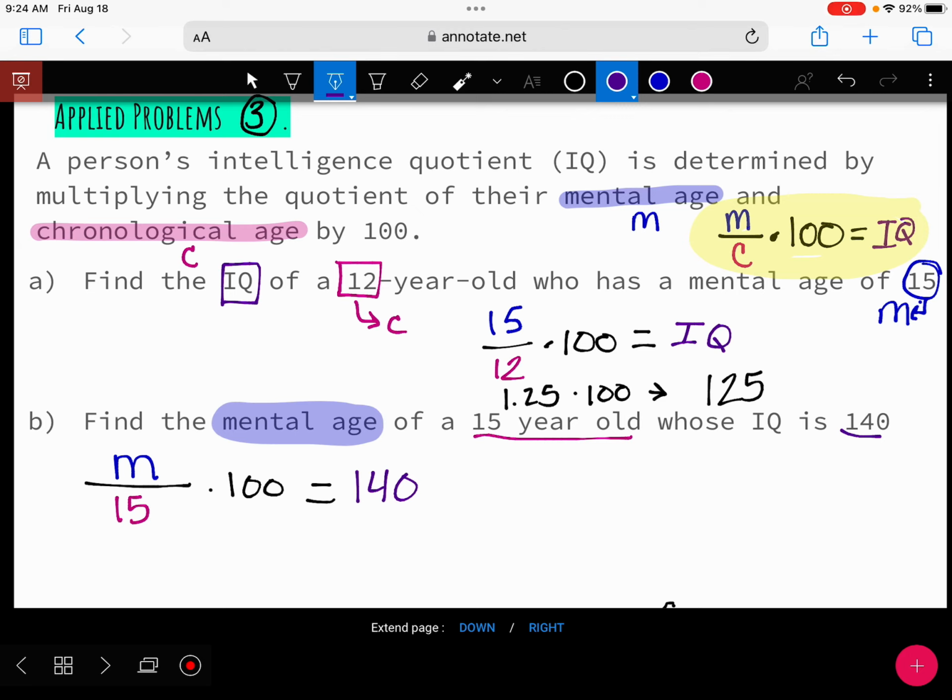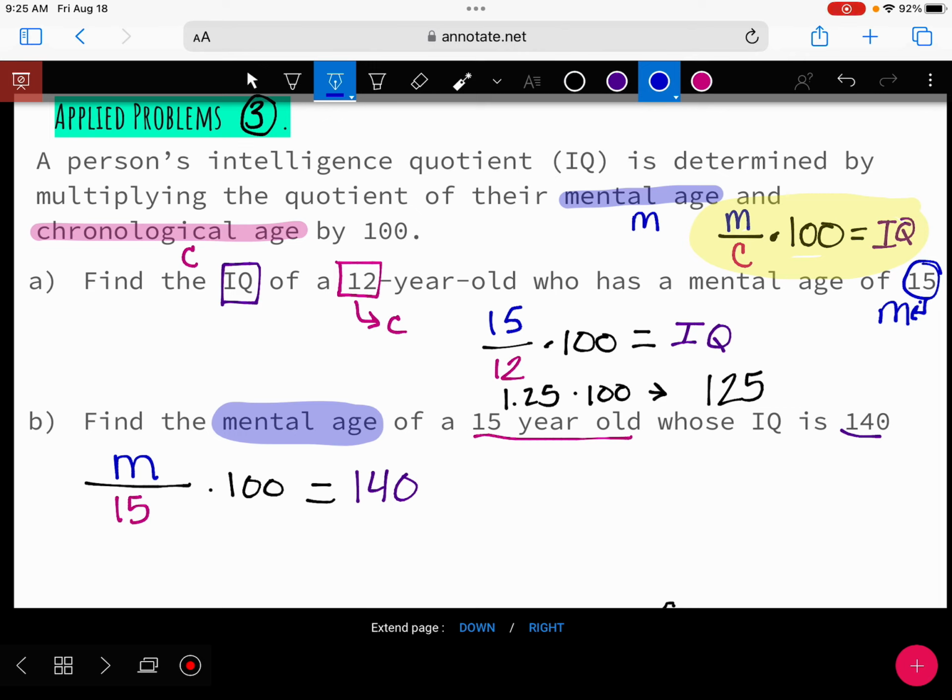What is our instinct on this one? You can multiply by 15, totally fine. You could also divide by the 100. You could also simplify, because 100 and 15 are both divisible by 5 for sure. Whatever you want to do, my instinct was to divide by the 100, because I would rather have decimals than huge numbers, but that's just me, and y'all get to make your own choices.